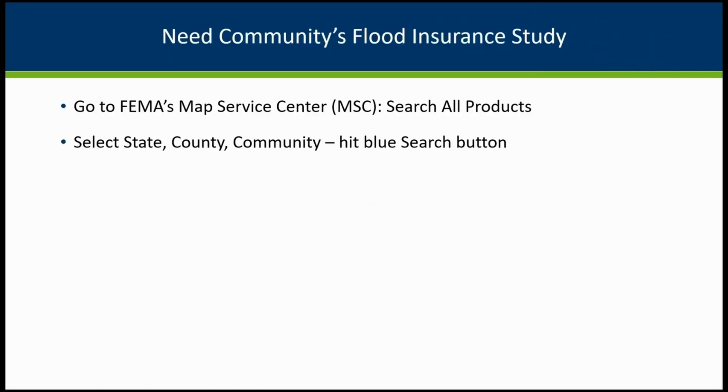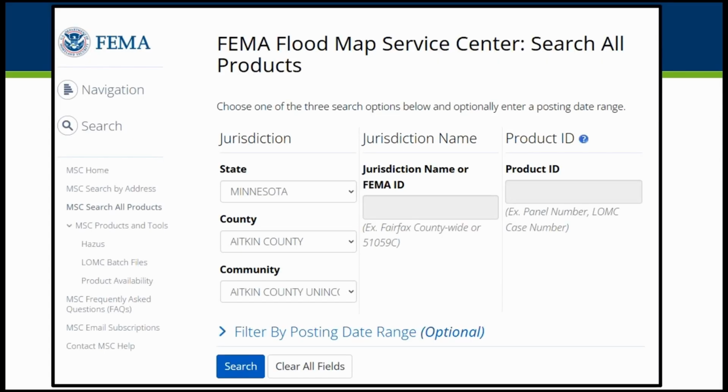So where do we find the actual BFE for that lake? We need to look in the flood insurance study, or FIS, for that community. We'll go to the FEMA Map Service Center, or MSC's Search All Products page. If you search MSC, Search All Products, you should come to this page. For your site of interest, you'll select the state, county, and the community. If there is an all jurisdictions choice, pick that.